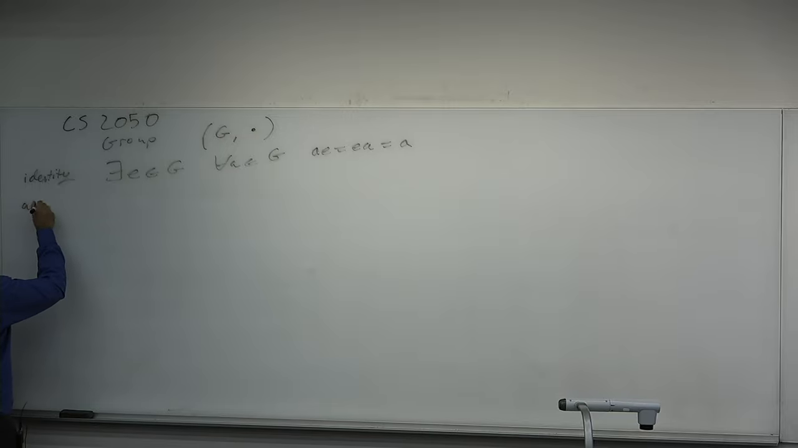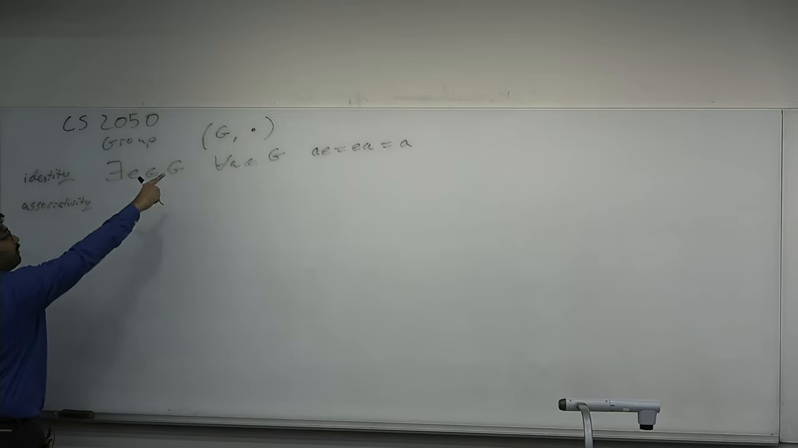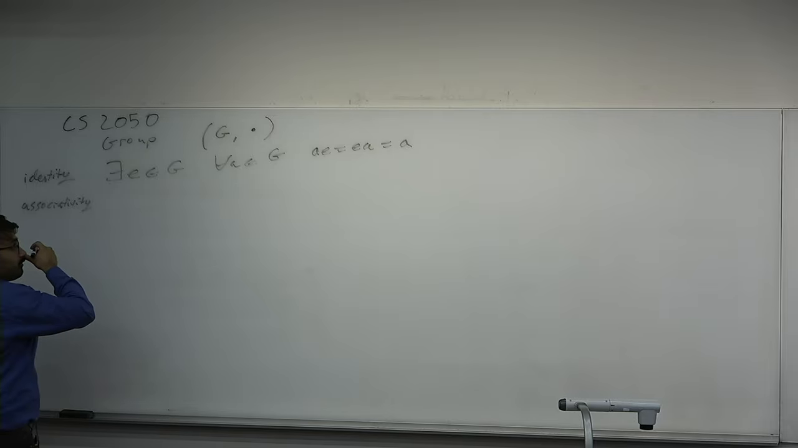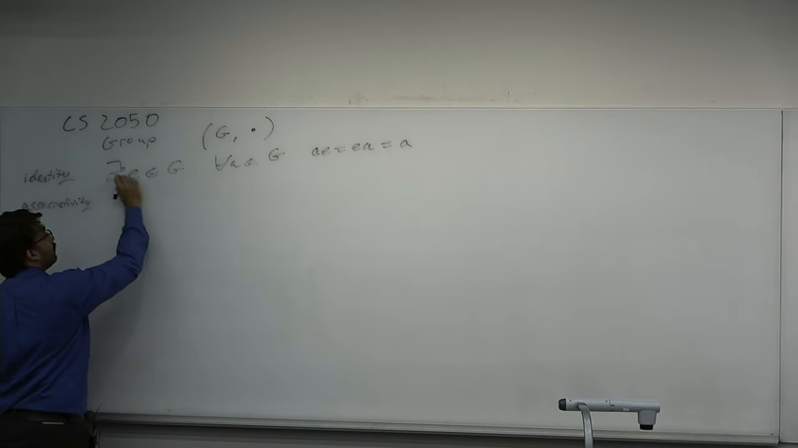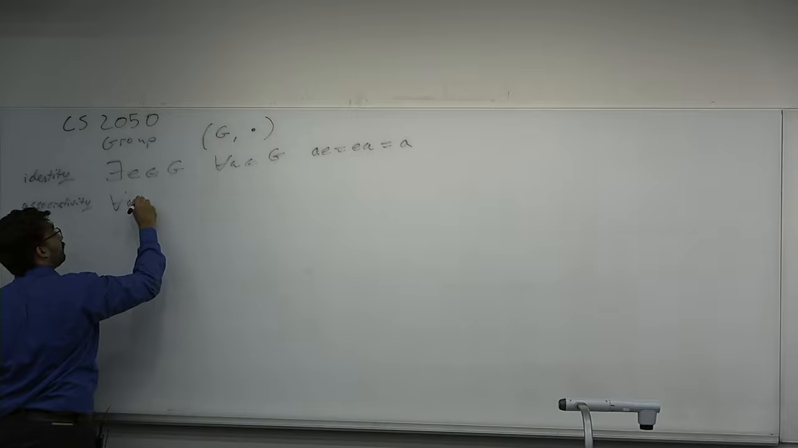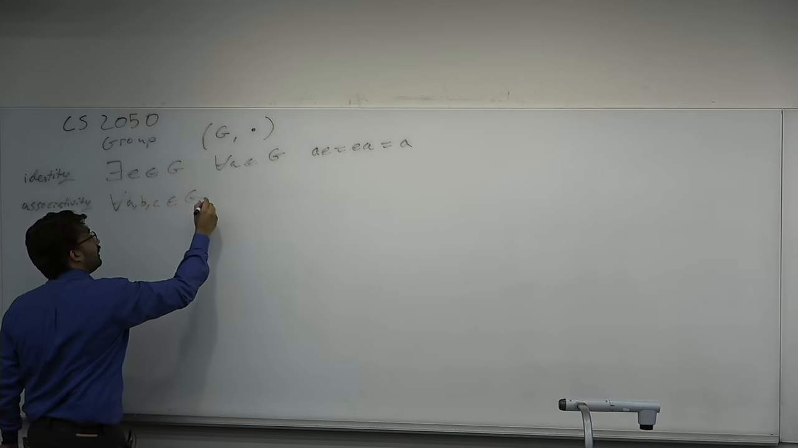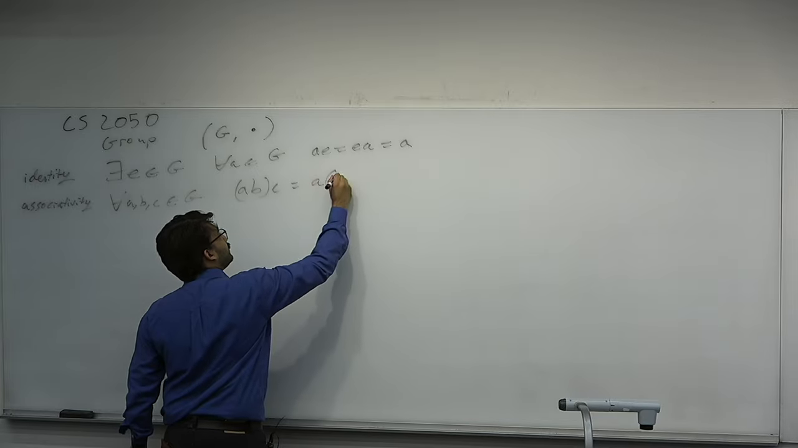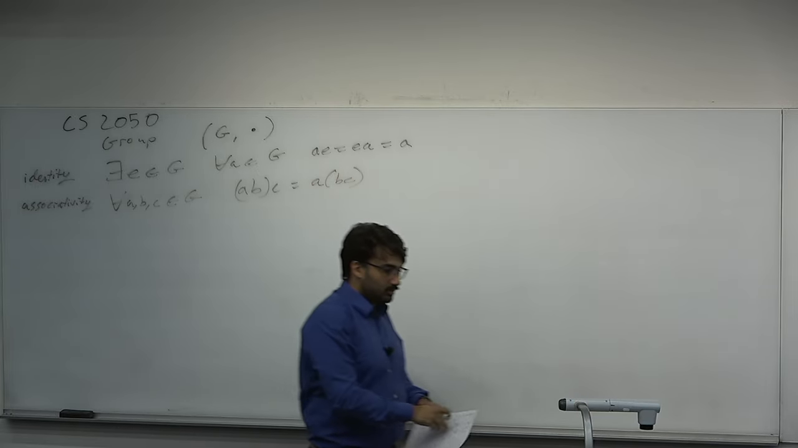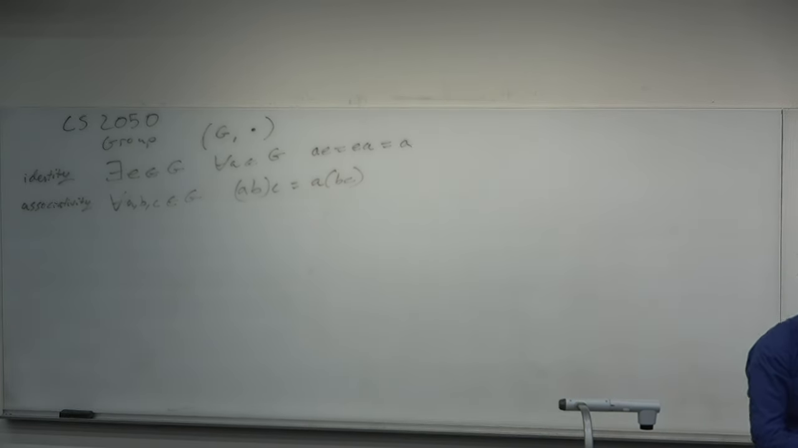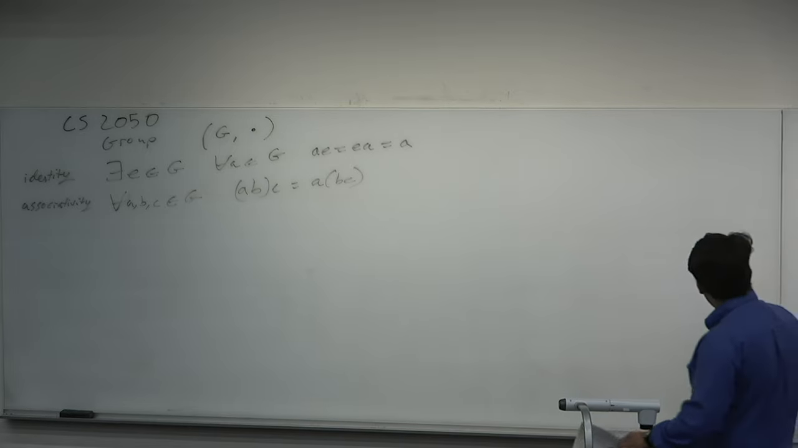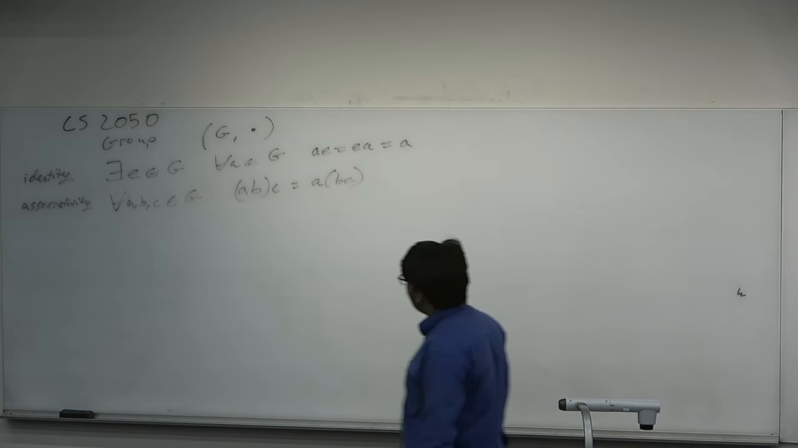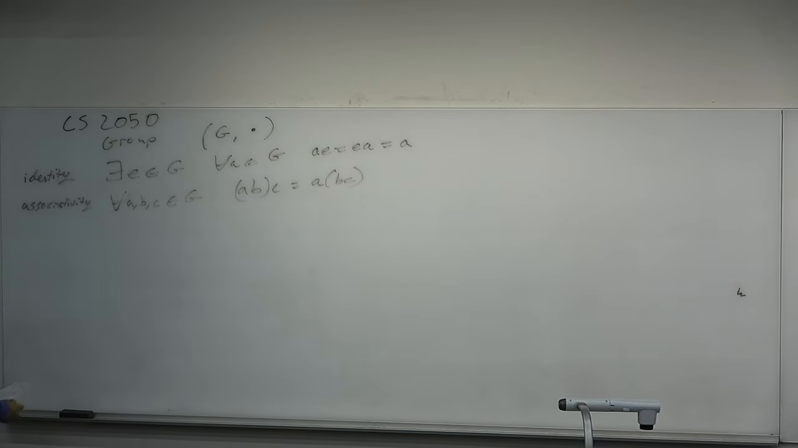Associativity, you can guess what this one is going to say, is that the multiplication operation is associative: for all A, B, C in G, it is true that (AB)C is equal to A(BC). That's the definition of associativity.